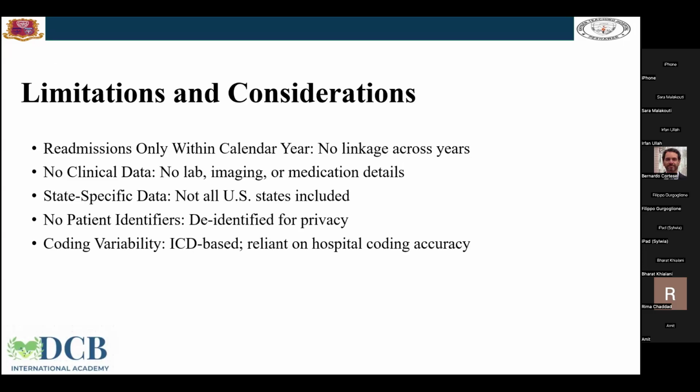Limitations and considerations: readmission only within a calendar year, no link across years. No clinical data, lab or imaging, medication details. State-specific data, not all US states included. De-identified for privacy, no patient identifier. So actually it has no privacy issue. Encoding variability: ICD-based codes are used by this database.